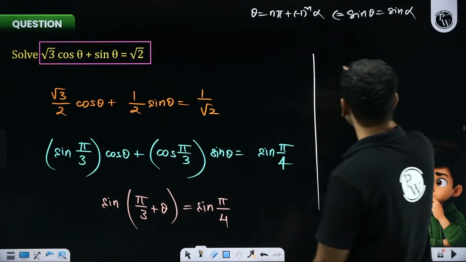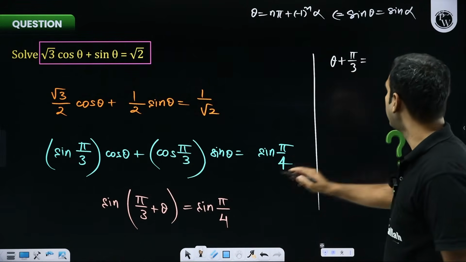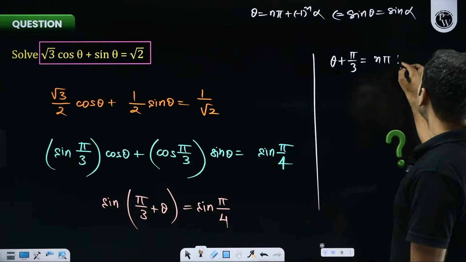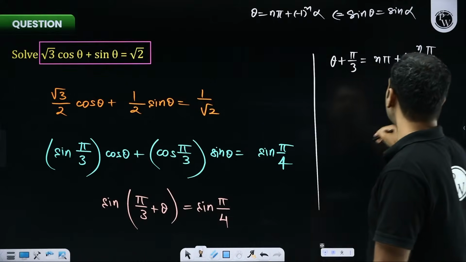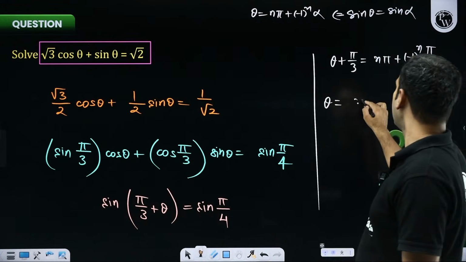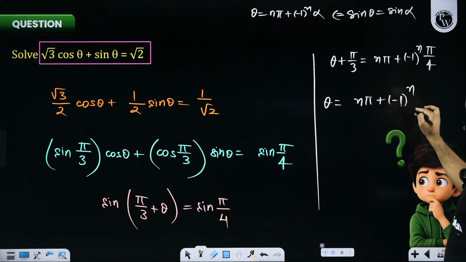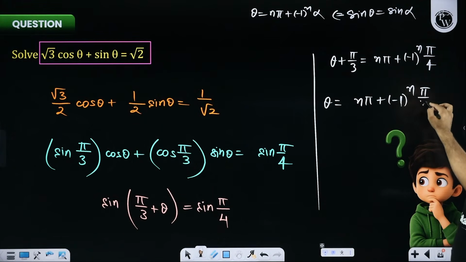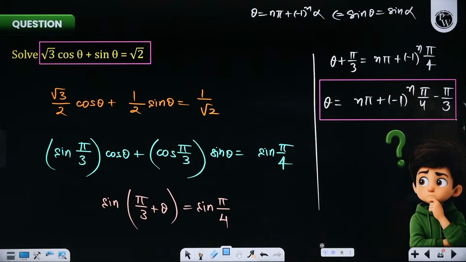So theta is actually theta plus pi by 3. Alpha is pi by 4. So it will be n pi plus minus 1 to the power n alpha, which is pi by 4. So theta will be given by n pi plus minus 1 to the power n pi by 4 minus pi by 3. And that is going to be the correct answer to this question.